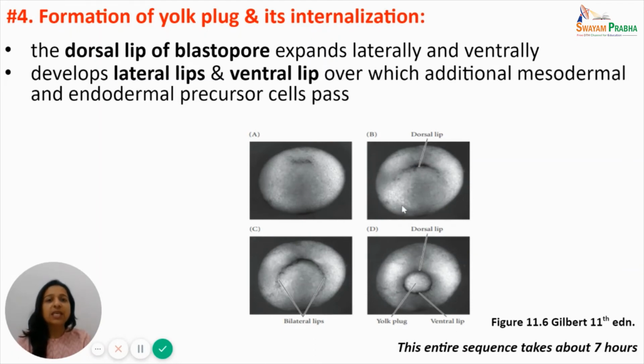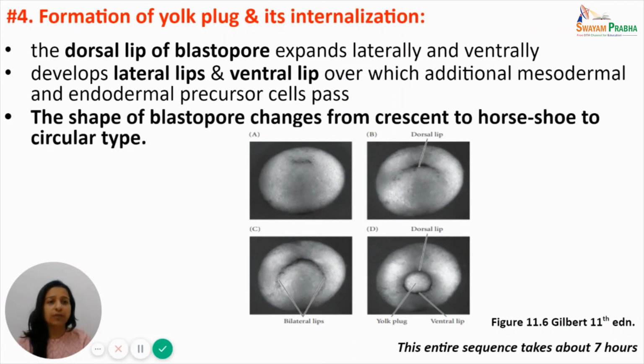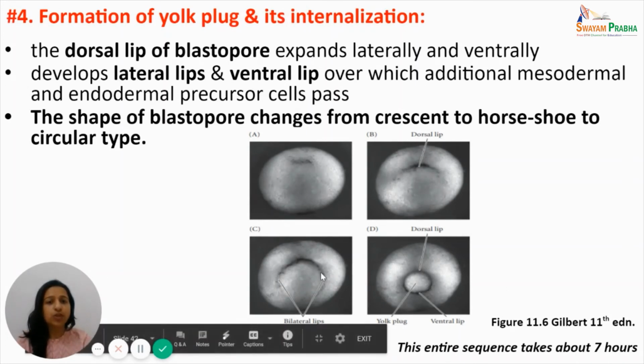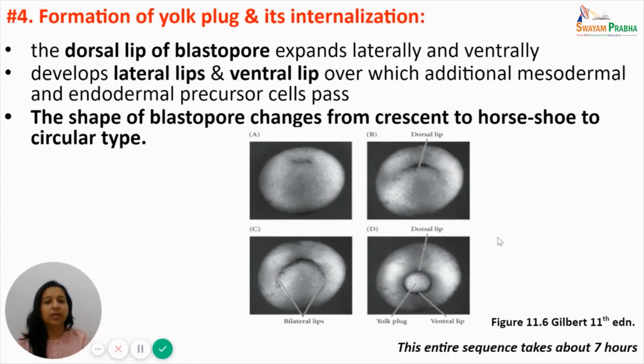Now, as it develops these lateral lips and ventral lips, some additional mesodermal and endodermal precursor cells are able to pass through the blastopore to the interior of the developing gastrula. During this, the shape of the blastopore will change from crescent, that is its dorsal lip, to its horseshoe shape, that is when the dorsal lip also gets surrounded by the lateral lips, to the circular type, when the dorsal lip, the lateral lips as well as the ventral lip of the blastopore have been formed. And this whole sequence takes about 7 hours.